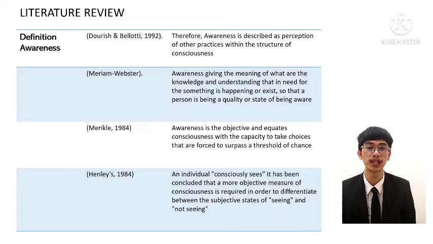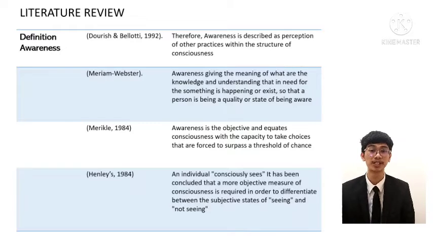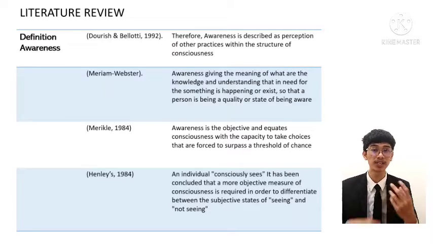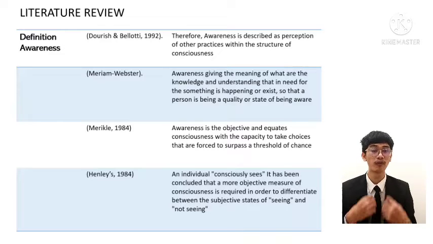I would like to continue with the literature review. First, the definition of awareness. Durish and Bellotti, 1992, described awareness as perception of other practices within the structure of consciousness. Next, the definition by Merriam-Webster gives awareness the meaning of knowledge and understanding that something is happening or exists, so that a person has the quality or state of being aware. And lastly, Miracle, 1994, stated that awareness is the objective and equates consciousness with the capacity to make choices that are forced to surpass a threshold of chance.